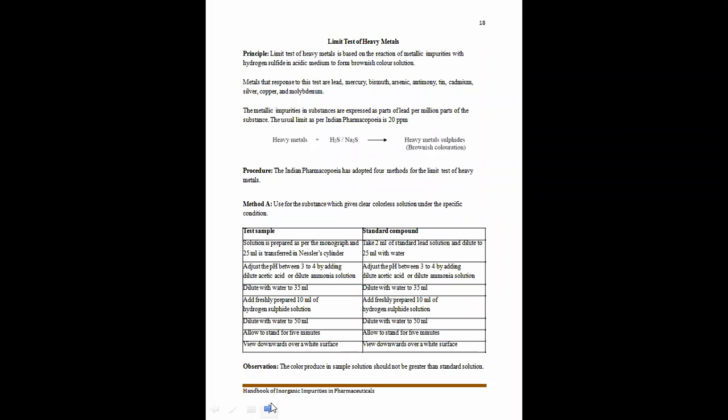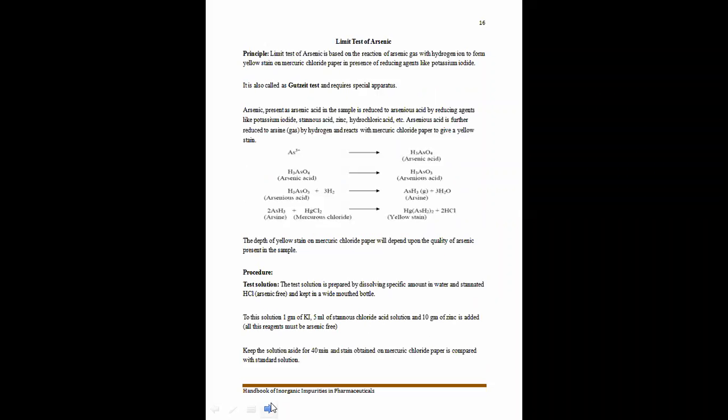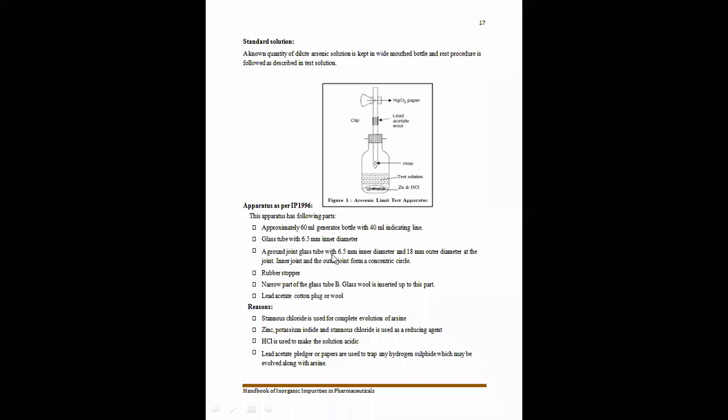Now, with respect to the conclusion and observation, we are going to compare the observation produced by the test Gutzeit apparatus and the standard Gutzeit apparatus. If the color intensity produced on the mercurous chloride paper is less than that of the standard, then our sample solution complies or passes the limit test of arsenic. So this is all about the limit test of arsenic.